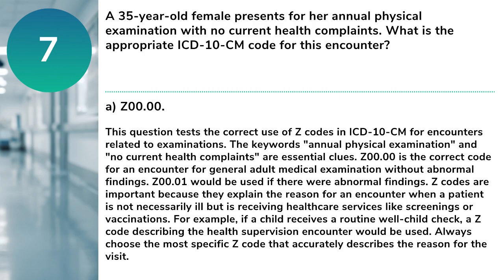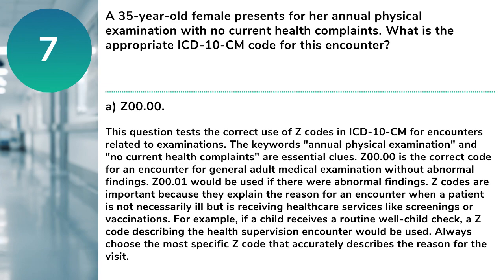Answer A, Z00.00. This question tests the correct use of Z codes in ICD-10-CM for encounters related to examinations. The keywords annual physical examination and no current health complaints are essential clues. Z00.00 is the correct code for an encounter for general adult medical examination without abnormal findings. Z00.01 would be used if there were abnormal findings.